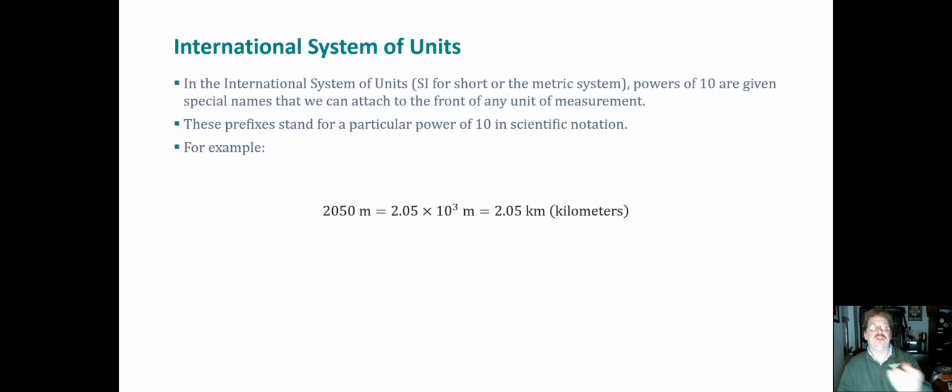Velocity is going to be in meters per second. And weight is going to be in kilograms. Force is going to be a Newton, or a kilogram times a meter per second squared. That sort of thing.